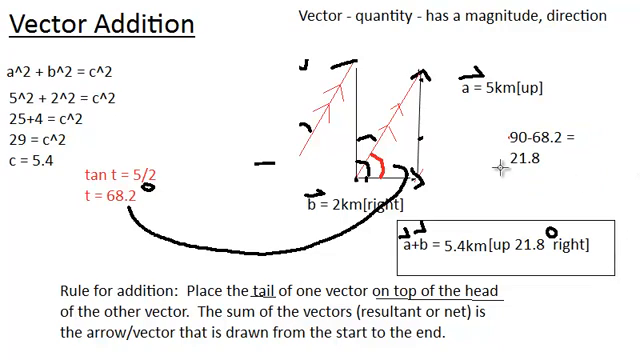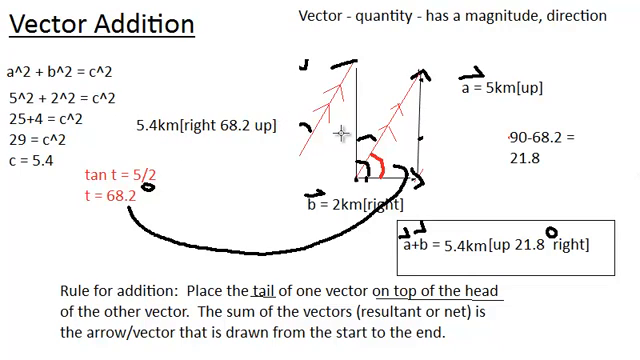So both, it doesn't matter which arrow you add to which, you still get the right answer. And in this case, we got 68.2, and if we wanted to leave it in 68.2, our answer would be 5.4 kilometers. Direction of where? This angle is between the vector and the right direction this time instead of up. So we have right, and then going 68.2 degrees up.